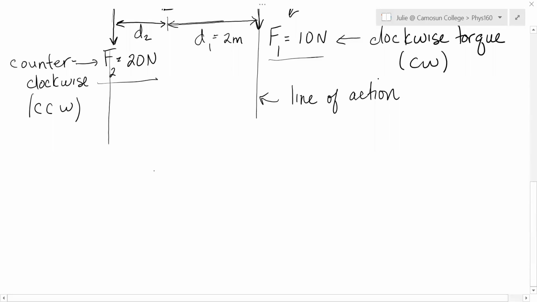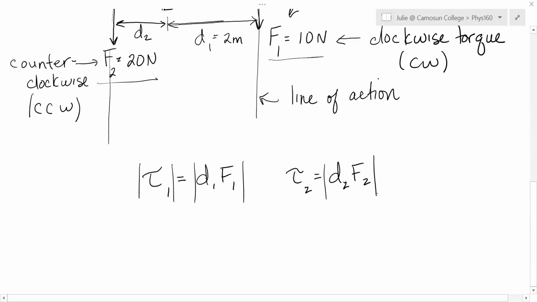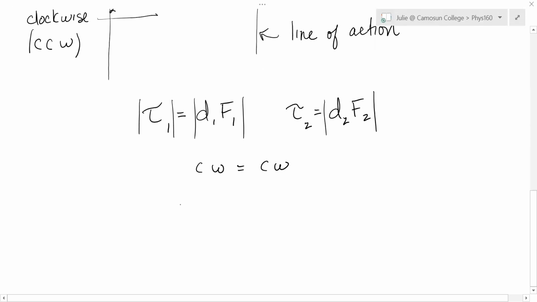And so the torque from F1 would be D1 F1. And then the torque from F2 would be D2 F2. And I'll just go absolute value. Don't worry about positives and negatives. But we're going to balance. So we're going to say clockwise equals counterclockwise. And so the D1 F1 would have to equal D2 F2.